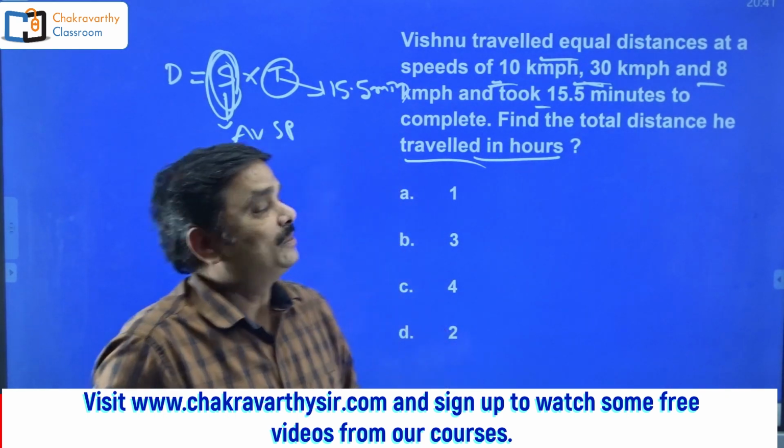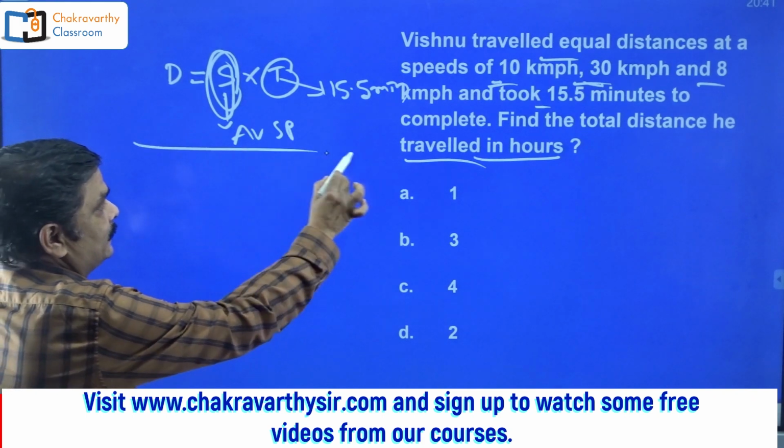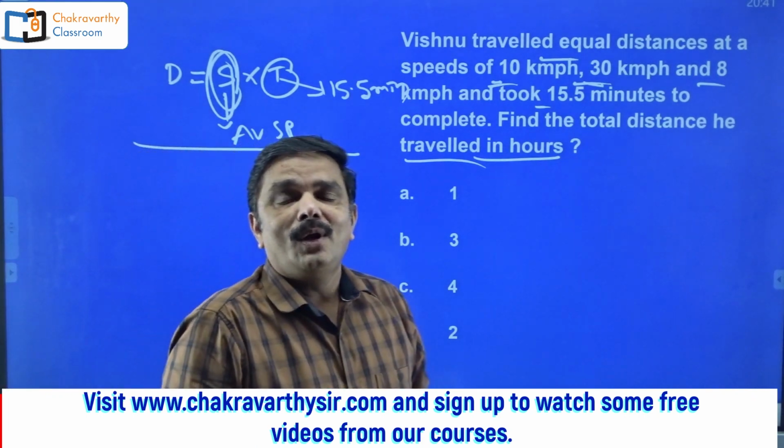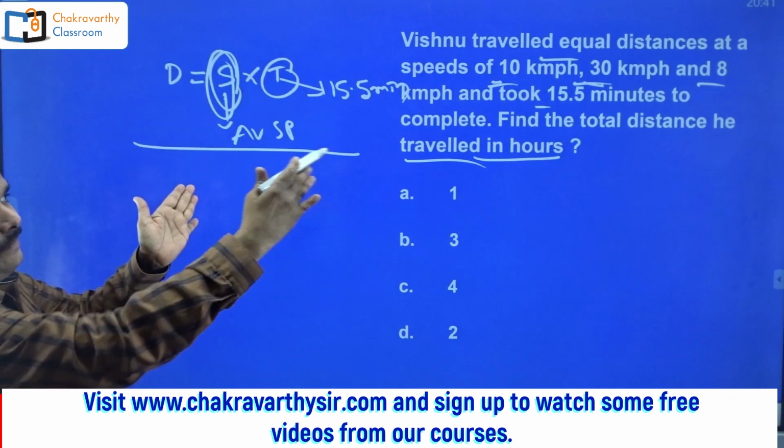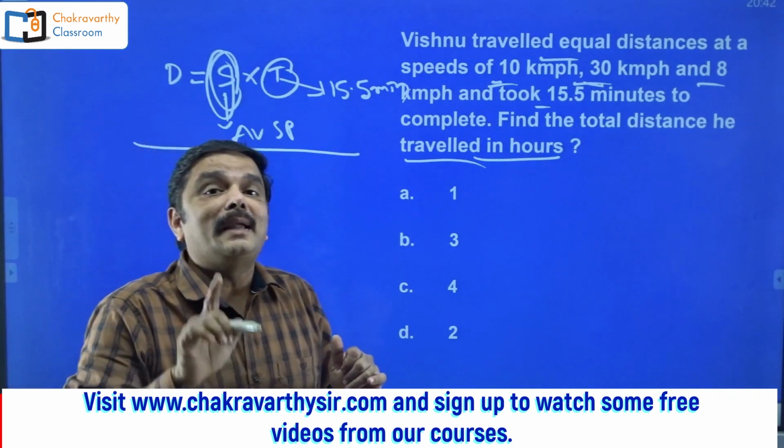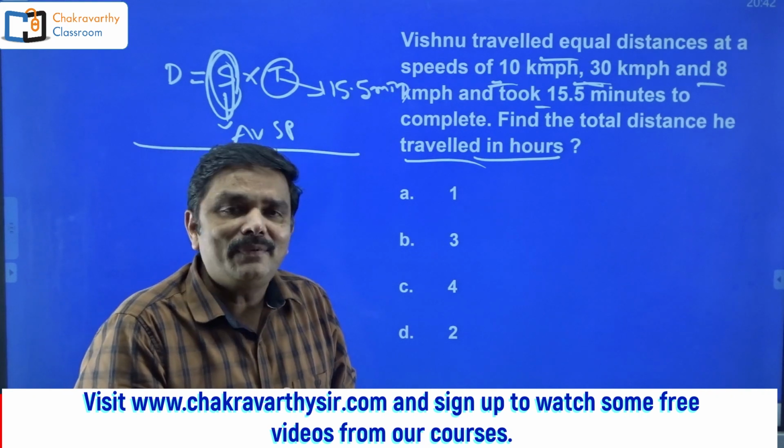To find the average speed, we will follow one method. That is again the LCM method. How to go for this? Average speed is nothing but total distance travelled divided by total time taken. You will get the average speed.